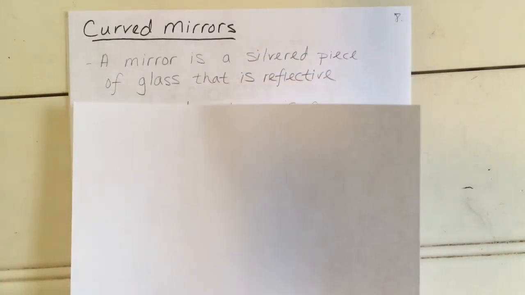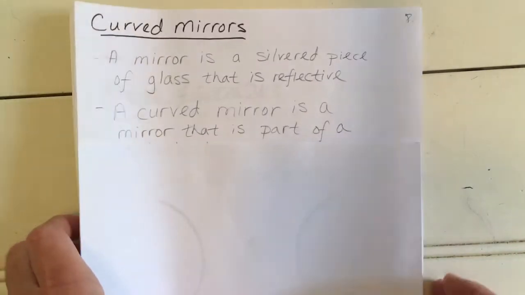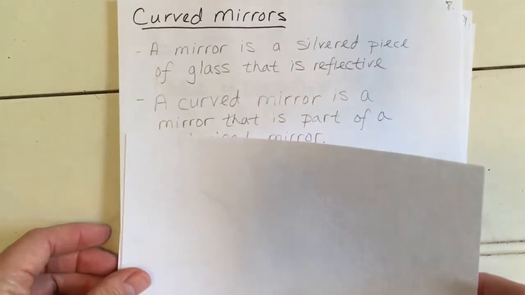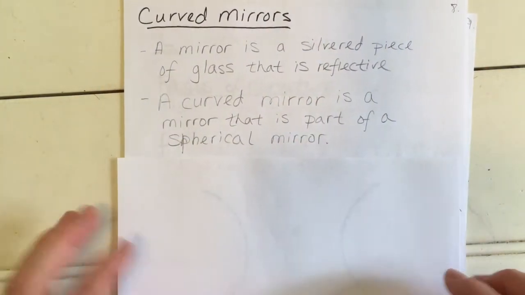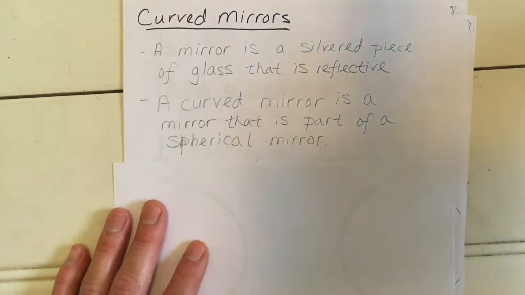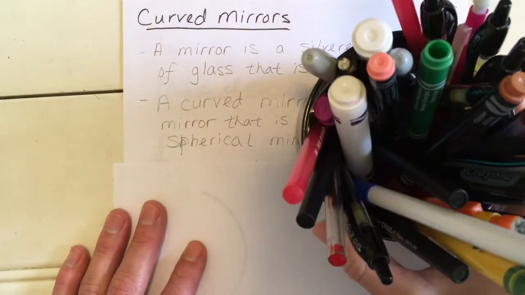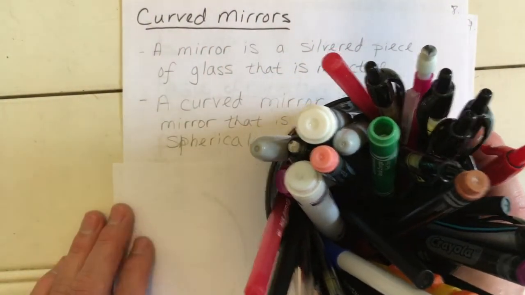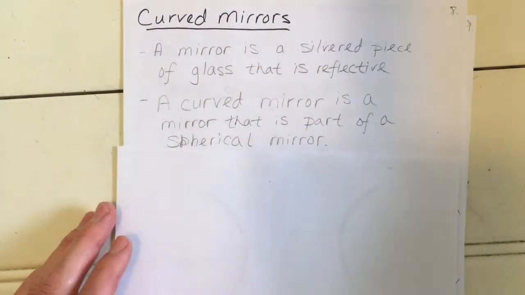All right, so we're going to talk about some curved mirrors, and then the different types, and then we will go ahead and do some example drawings, some ray diagrams, and go from there. So a curved mirror is a silvered piece of glass that is reflective, just like a normal mirror, but it's part of a spherical mirror. That is probably the way you want to think of it. So it's like if you have a sphere, right, like this. This is a circle, right? You're just thinking of a segment of the circle. That is kind of what we have there.